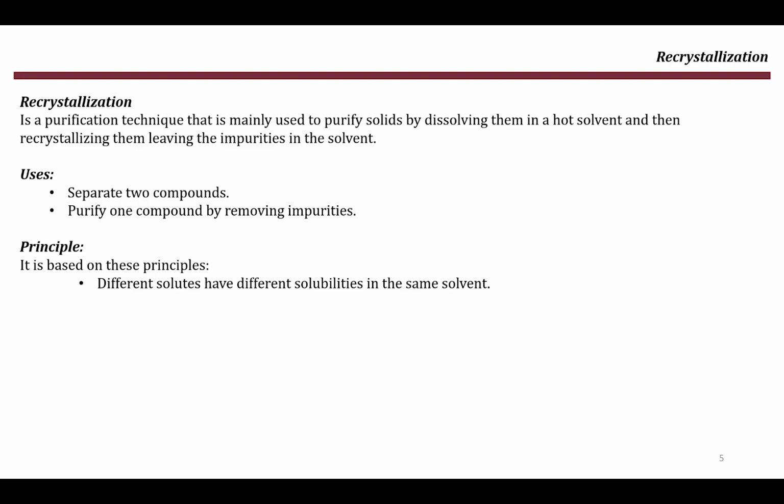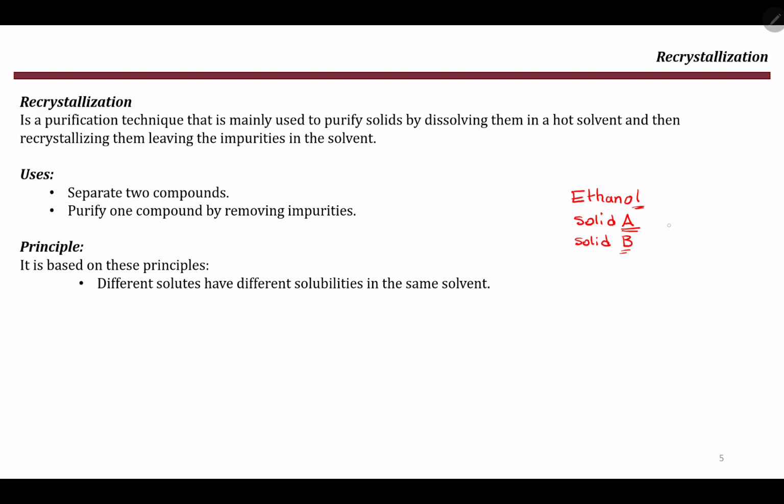The first thing is that different solutes have different solubilities in the same solvent. For example, let's say we have a solvent which is ethanol, and we have a solid compound called A, and another compound called solid B, and we will see the numbers in the next slide. But for now, just to understand this statement, the amount of A that can be dissolved in ethanol is different than the amount of B that can be dissolved in ethanol.